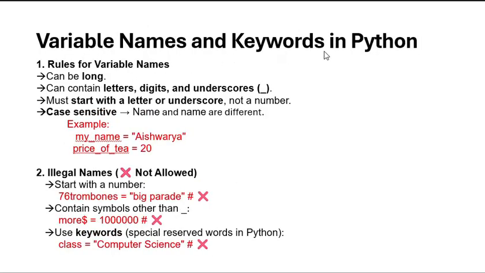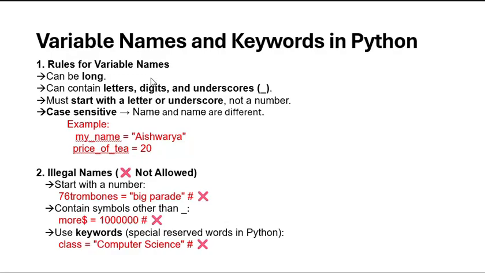Variable names and keywords in Python. Let us see how the variable names and keywords work in Python. Rules for variable names. It can be long. You can take a long variable name and it can contain letters, digits and underscores. But it cannot start with a number, as I told you earlier. Here, digits in the sense you can take x1, value2 or marks_10, anything like that.